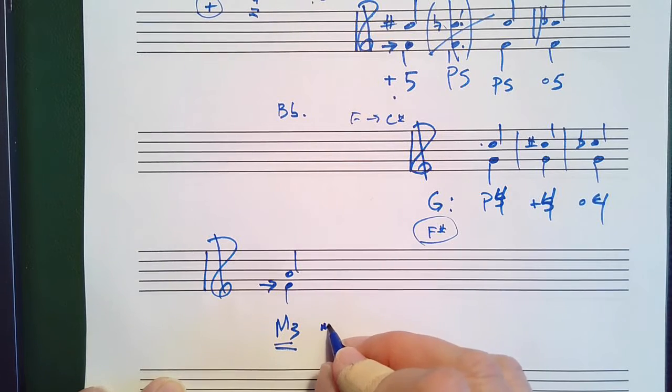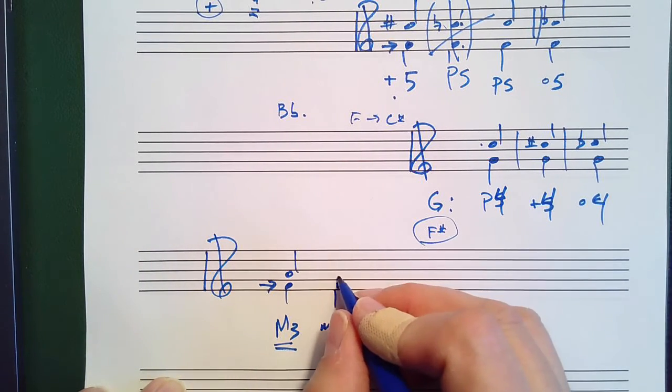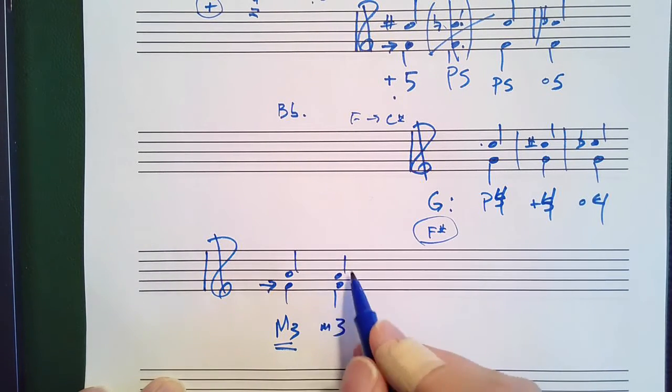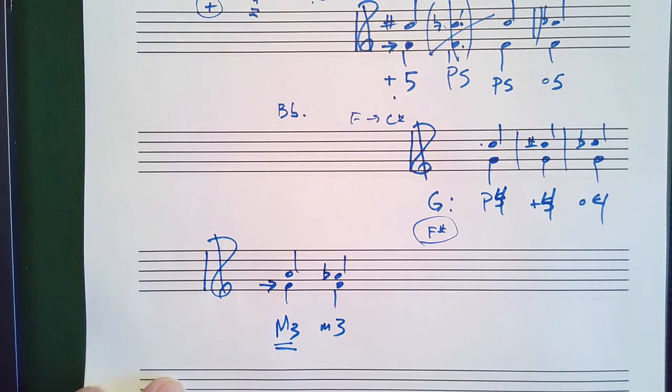If I had asked for a minor third above F, we would count up 3, F, G, A. Look at what we have. This right now is a major third. We'd need to make the top note a half step closer to the bottom note to make it a minor third.